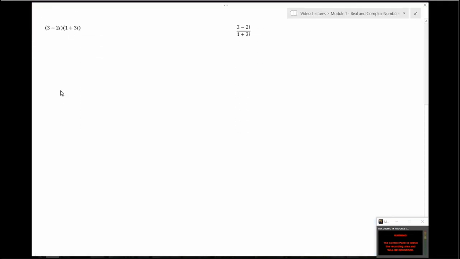So multiplying complex numbers, again, would be like multiplying when we have 3 minus 2x. We will distribute. So we have 3 times 1, and then that 3 times 3i, so we have 3 plus 9i. And then we also have minus 2i times 1, so minus 2i, and then minus 6i squared.